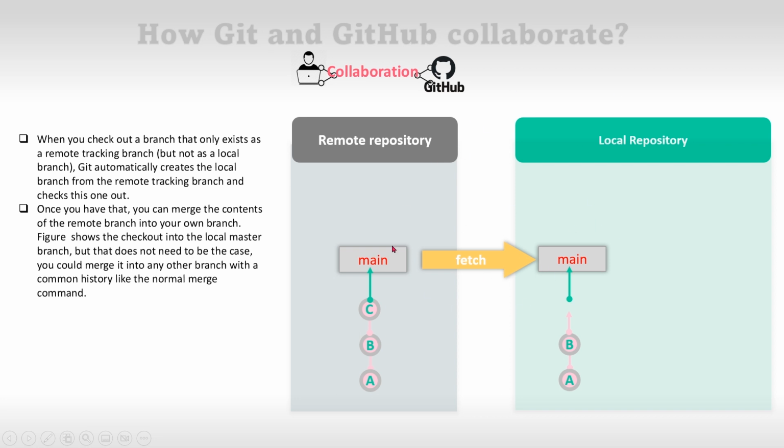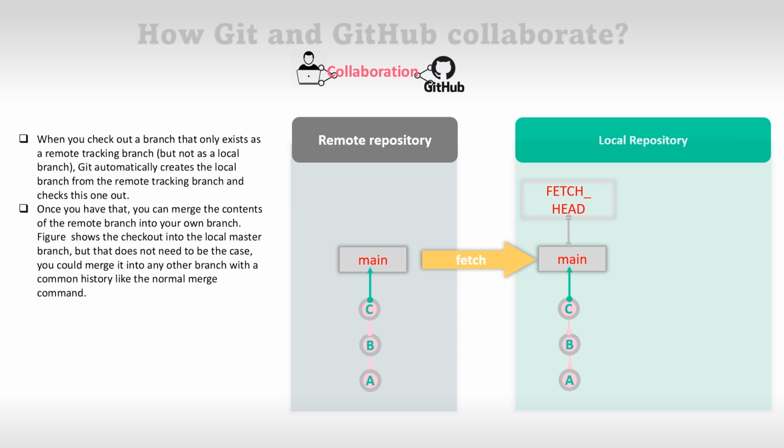Got it here? So once you have that, you can merge the contents of the remote branch into your own branch. So you can see that in this figure, this checks out into the local master branch, but that is basically main. We have changed into a main now. But that does not need to be the case. So you can merge it into another branch with a common history. That's okay. That's all fine. Okay, that we'll see that the checkout, that we will see that. But for now, we have to fetch from here.